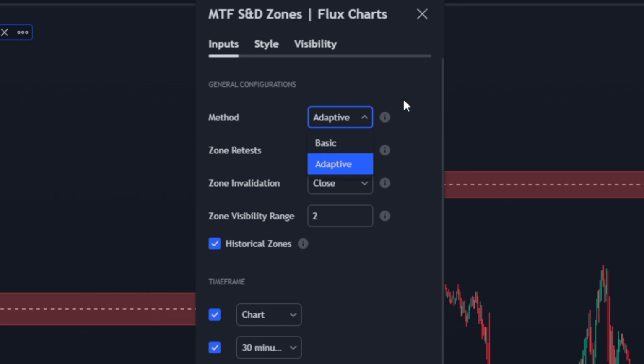The basic method focuses on areas where the asset has made a drastic movement within a small period of time. This can indicate where money flows into or out of the market. The adaptive method identifies market structures using extensive data analysis, providing deeper insights into market dynamics.